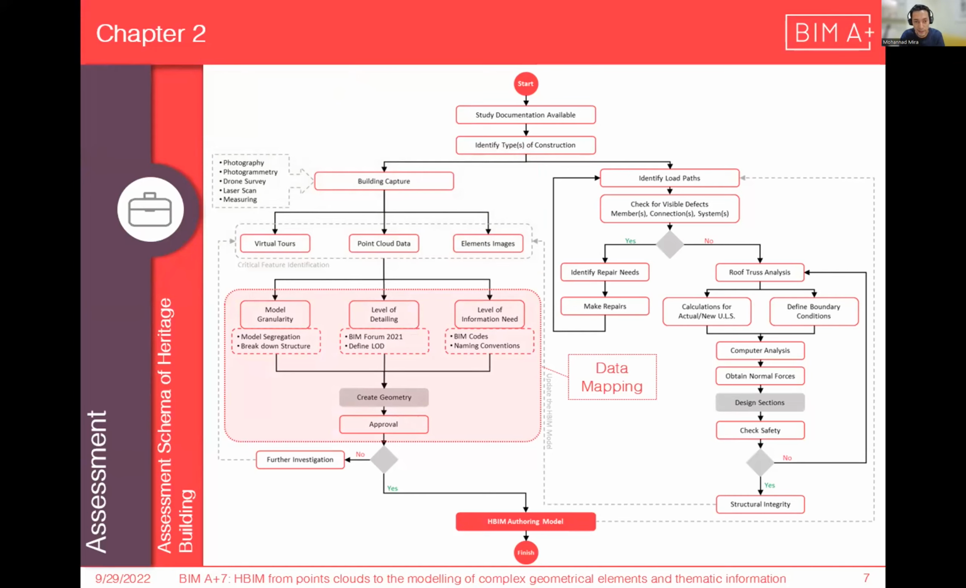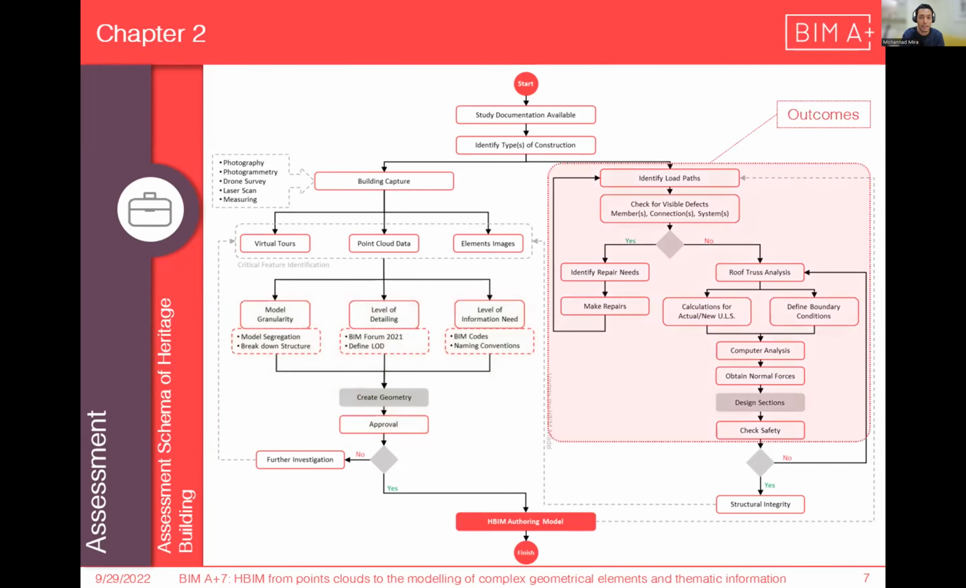I needed to identify the model granularity, the level of detailing, and the level of information needed, so I can build a geometry or a model that's going to be approved. And after the approval, if there's any further investigation, the loop starts again from the beginning, from the data capturing, if there's something missing inside the model itself. The fourth and last part of this workflow is the outcome.